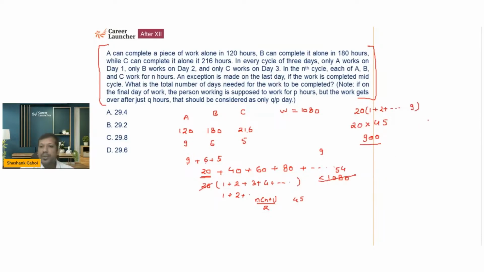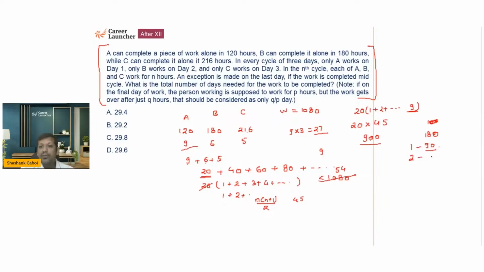And how much work is remaining? That is 1080, out of which 900 we have already completed, so remaining is 180. Okay. Now it is a cycle of 10 hours. Now A is going to work for 10 hours, and A is going to do 90. So basically 9 cycles are done. So how many days are completed? 9 into 3, that is 27 days already done. Now A is working on the 28th day, so in one day A is going to do 90.